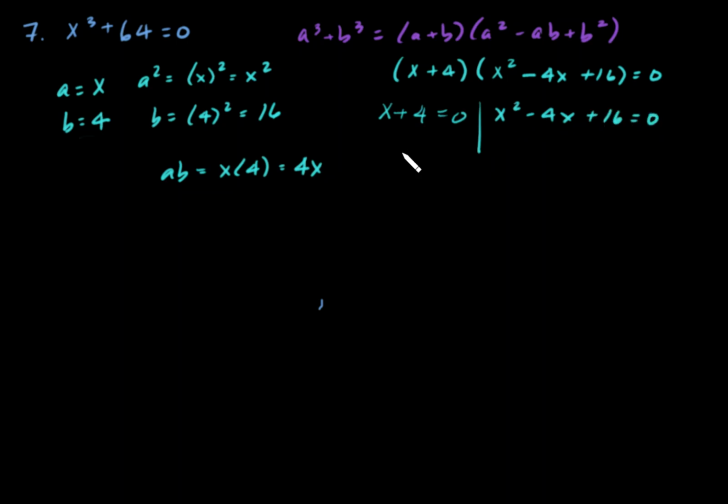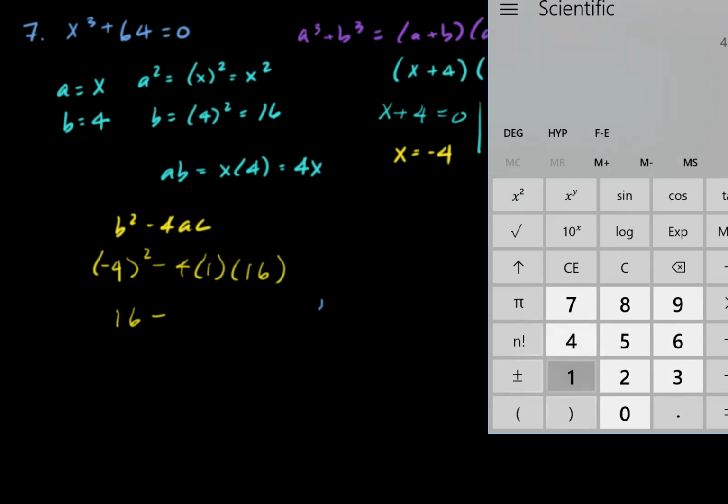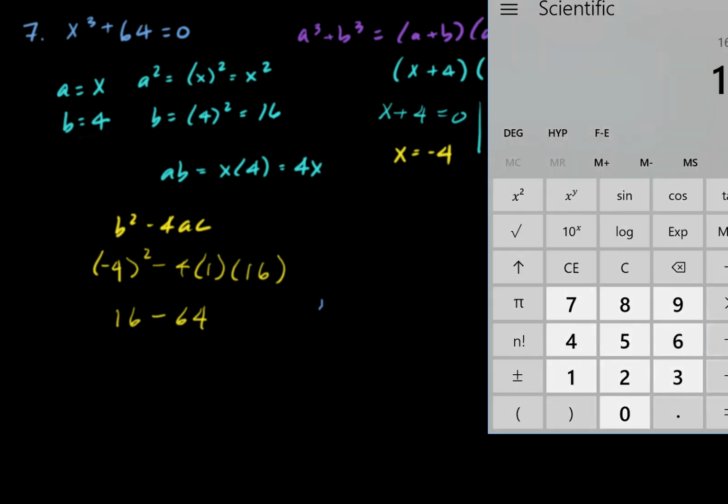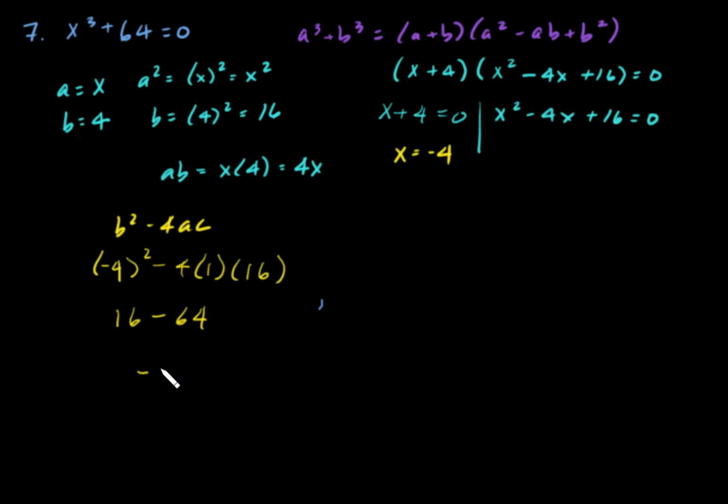Let's solve the left side. So x equals -4. Now for the other factor we have b squared minus 4ac, and that's -4 squared minus 4 times 1 times 16. 16 minus, so 4 times 16 is 64. 16 minus 64 equals -48.